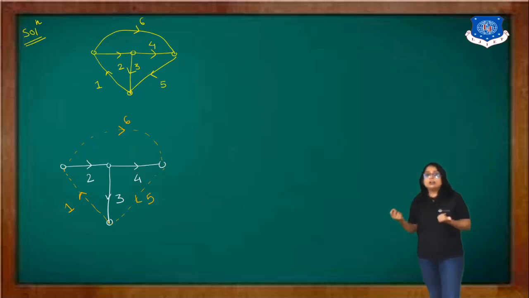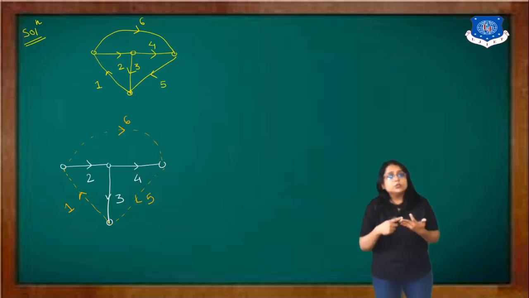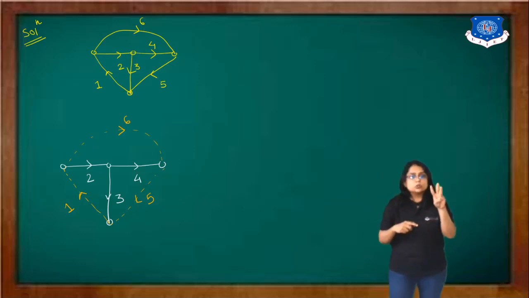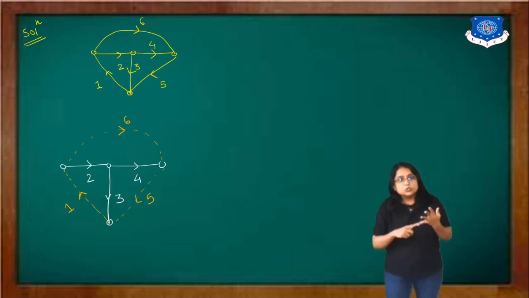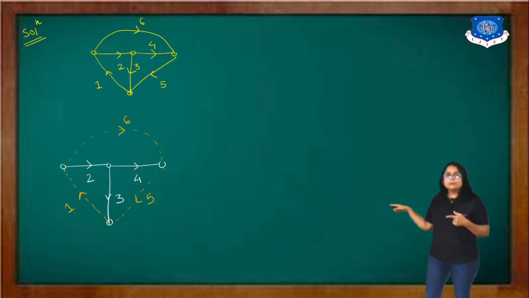So, how many cut sets are possible? That depends upon the number of twigs. In my case, I have 3 twigs. So 3 possibilities, or 3 cut sets, are there. Cut set number 2, because first of all I am going to cut the branch number 2. Then cut set number 3, because we are going to cut the branch number 3. Then cut set number 4, because we will cut the branch number 4.